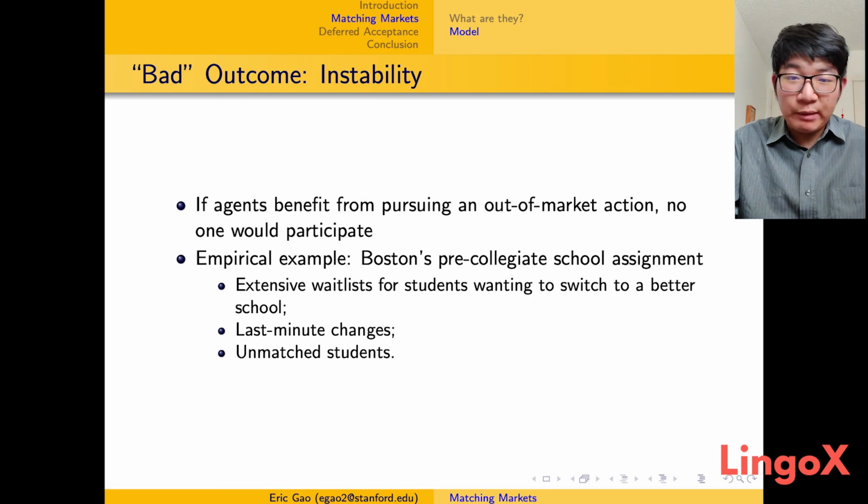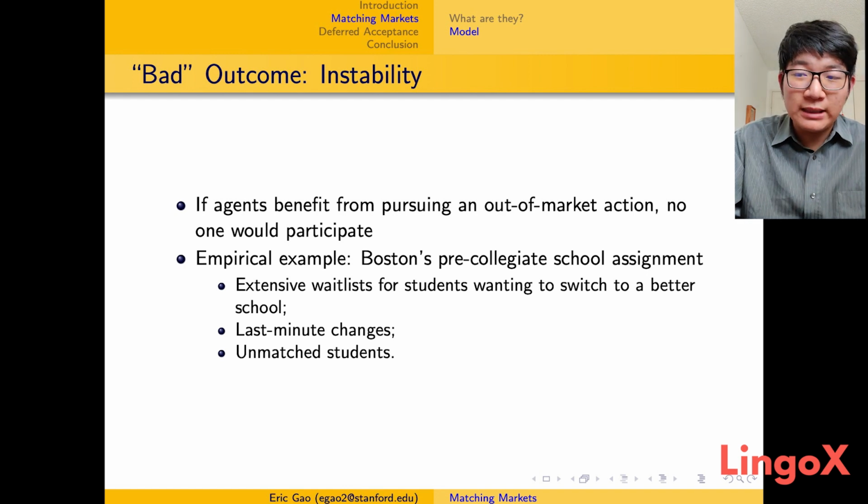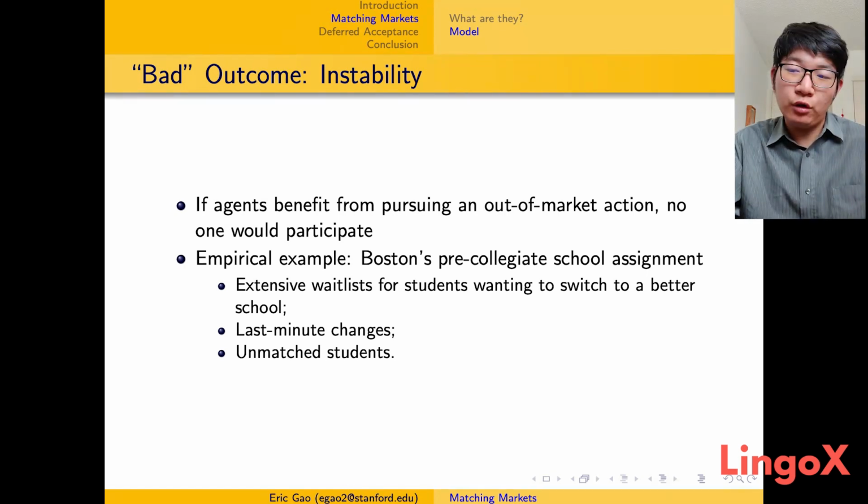And a secondary problem with this is that there were a lot of last-minute changes, since you can only accept a student from the waitlist once someone who's currently enrolled drops out, and that sort of processing takes time. And as a result, there were a lot of unmatched students, and there were students who were matched to suboptimal schools. So this is an example of a bad outcome because we don't want this sort of instability.